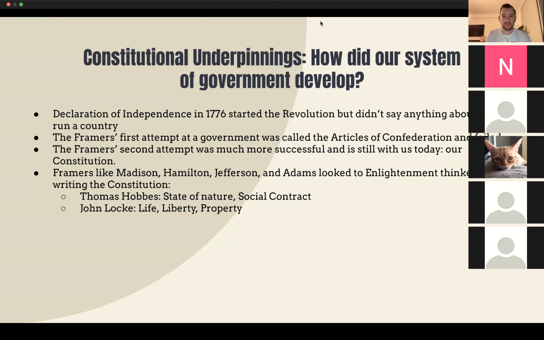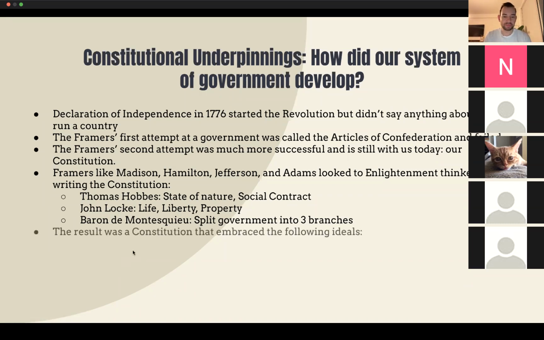Okay. And then next, third, is Baron de Montesquieu, a French Enlightenment thinker. He was the first one to think about splitting government into 3 branches. So it wasn't James Madison that came up with that out of nowhere. It was an Enlightenment thinker.